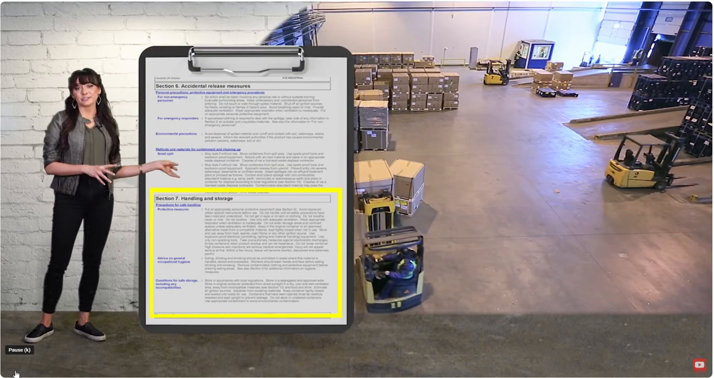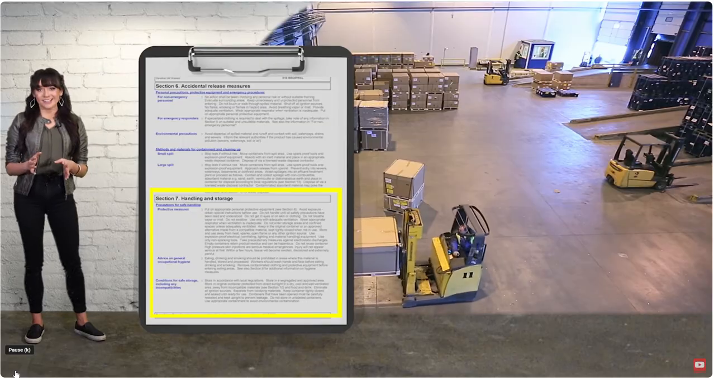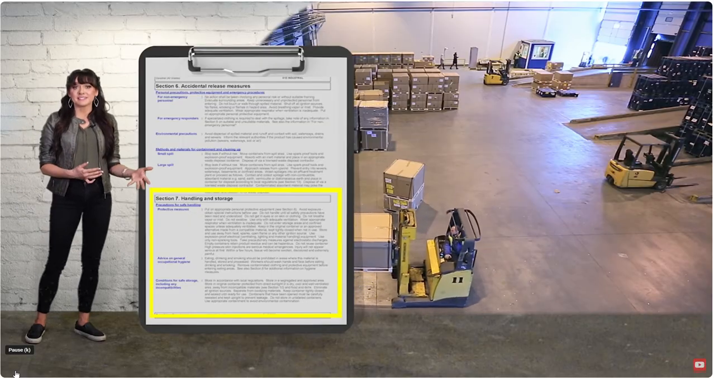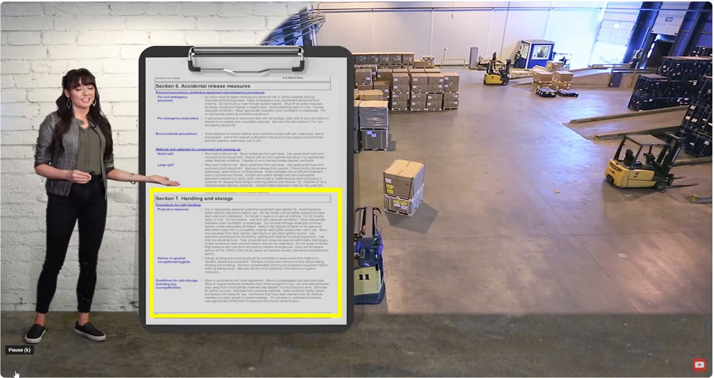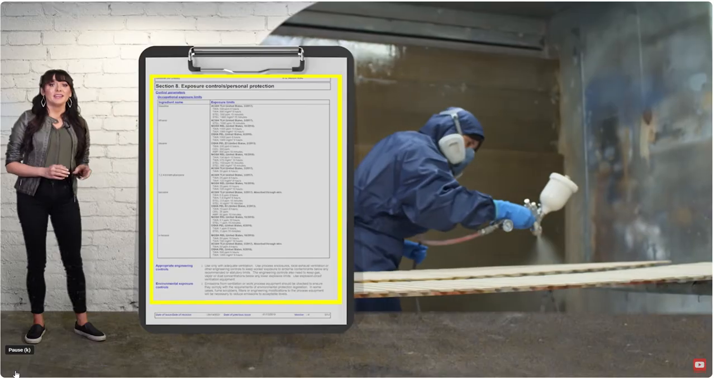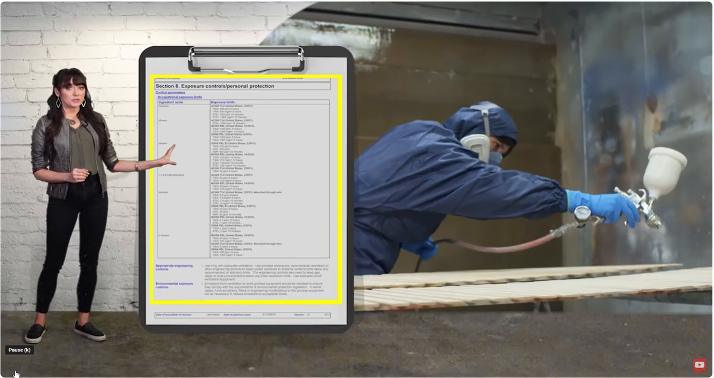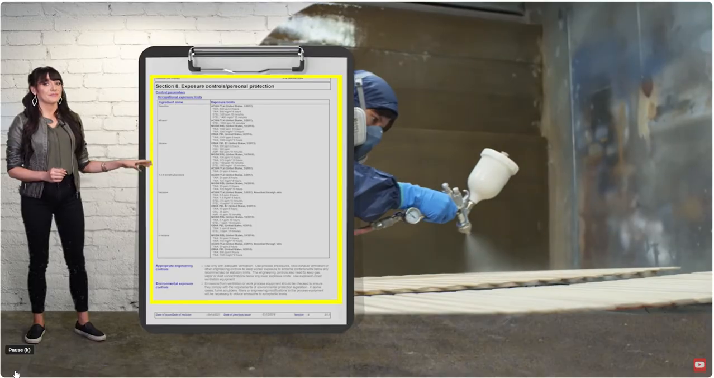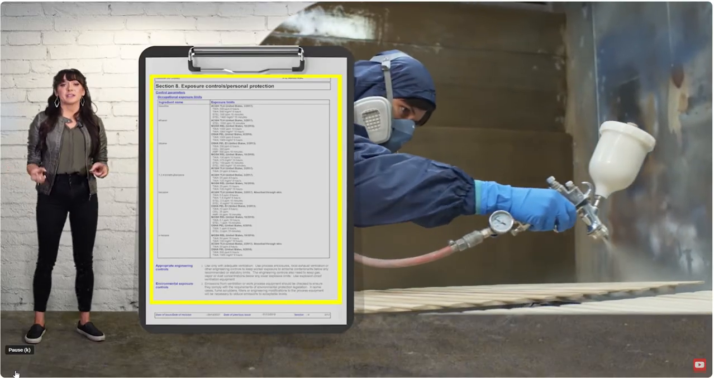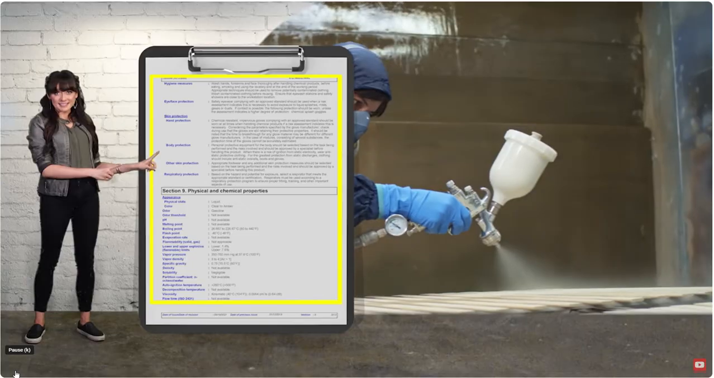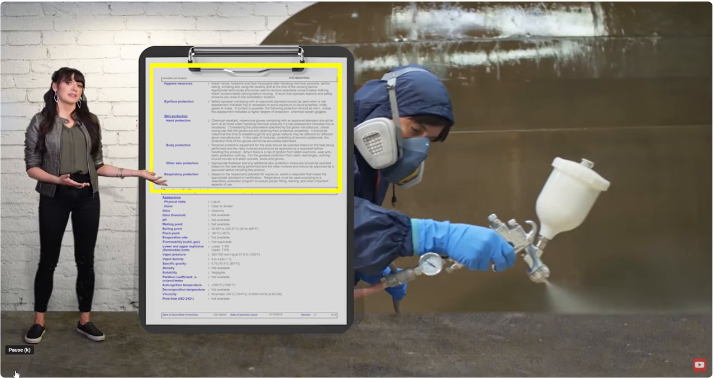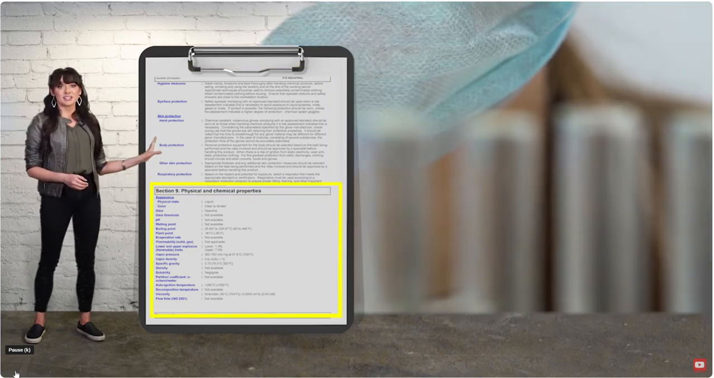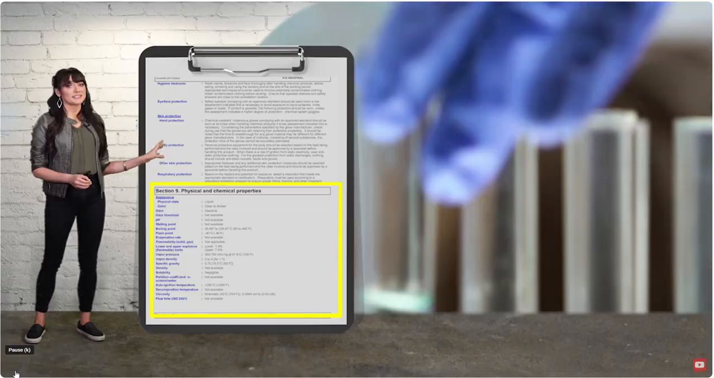Section 7, Handling and Storage. Remember, it's not a good idea to store incompatible substances together. This section will give you information on safe handling and storage. Section 8, Exposure Controls and Personal Protective Equipment. In cases where OSHA has defined a permissible exposure limit, this section will include them, as well as any recommended personal protective equipment.